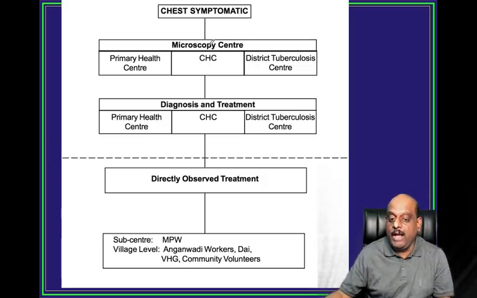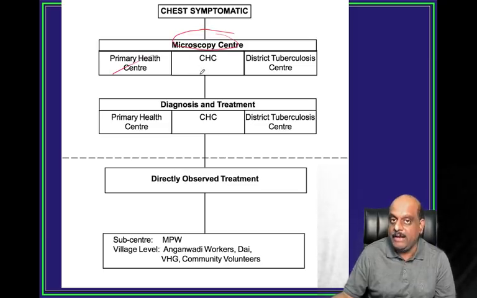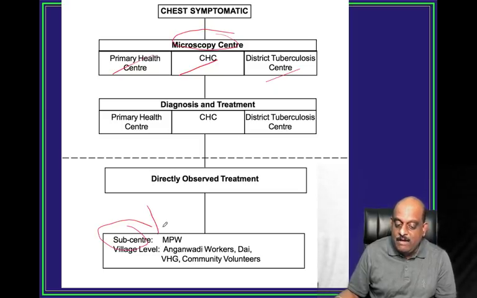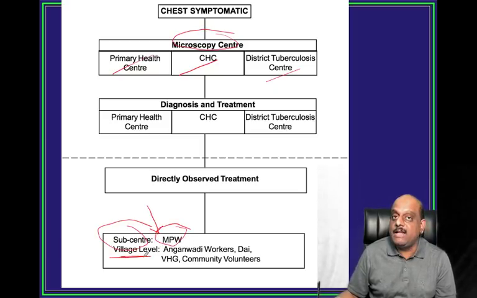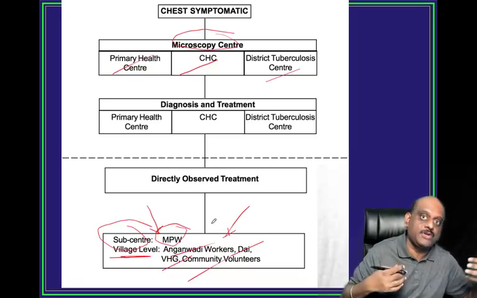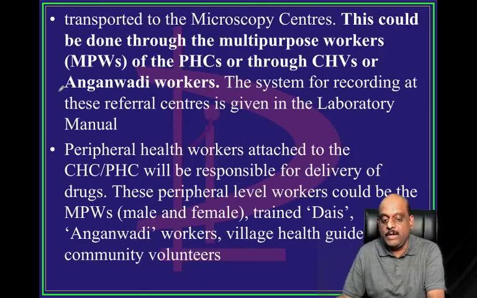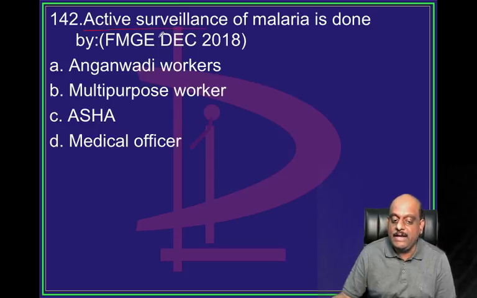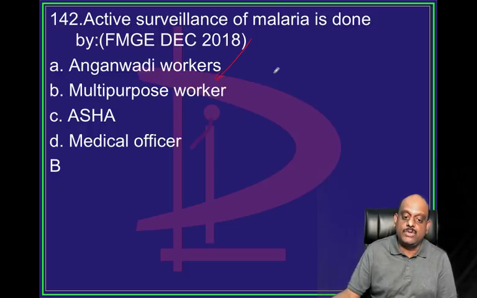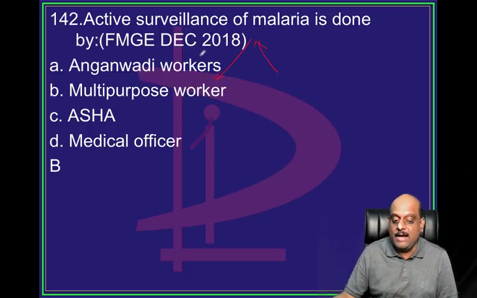So you have microscopy center, primary community health center, district TB center. So सब सेंटर लेवल में मल्टीपर्पस वर्कर, विलेज लेवल में आंगनवाड़ी वर्कर, दाइस, विलेज हेल्थ गाइड, कम्युनिटी वॉलंटियर्स, they are the people who will deliver the drugs in directly observed therapy, DOTS में. ठीक है? So that's the point you need to understand. Active surveillance of malaria, who will do it? Multi-purpose worker. Because to do surveillance you need to know how to collect the smear. Smear collect करना किसका काम है? Multi-purpose worker.